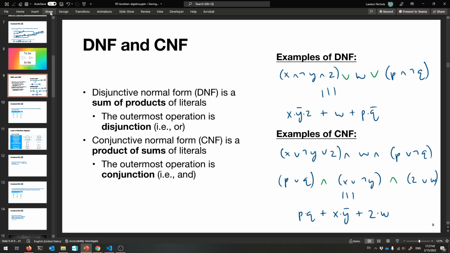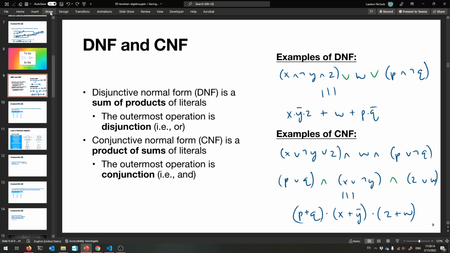Oh sorry, I did that completely backwards. I'm too concentrated on DNF. It's P plus Q, times X plus Y bar, times Z plus W, excuse me. So it is a product of sums. That's what CNF is. Okie dokie.